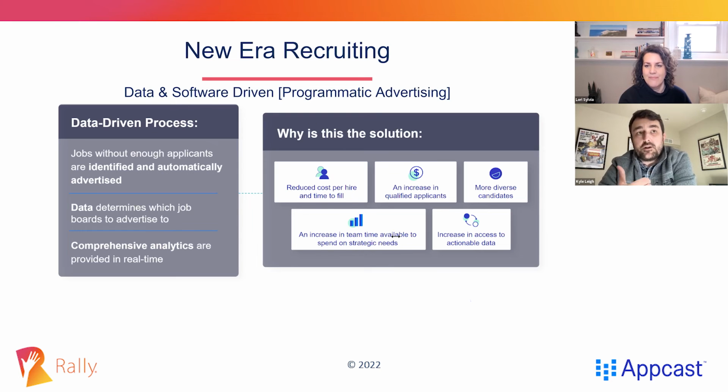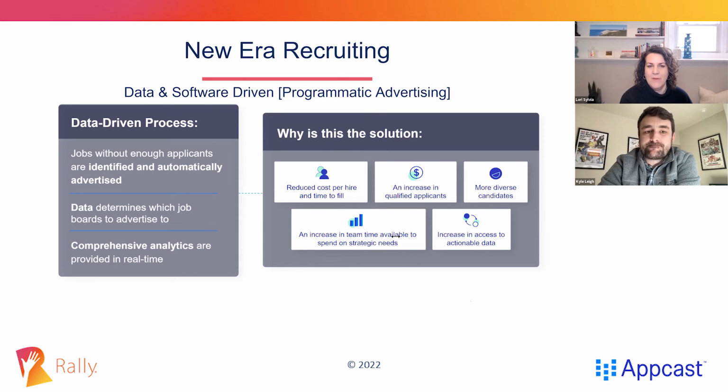This results in a lower cost per hire, typically a reduced time to fill as well. You're getting more qualified candidates, and really you're getting access to this actionable data, right? Since we're doing all these A/B tests, and you're getting an understanding of how jobs are performing, you can actually action from those. This is how all those recommendations that I had in the previous slides, if we weren't doing this, we wouldn't have that data to action upon. So that's how we're able to provide those insights here.